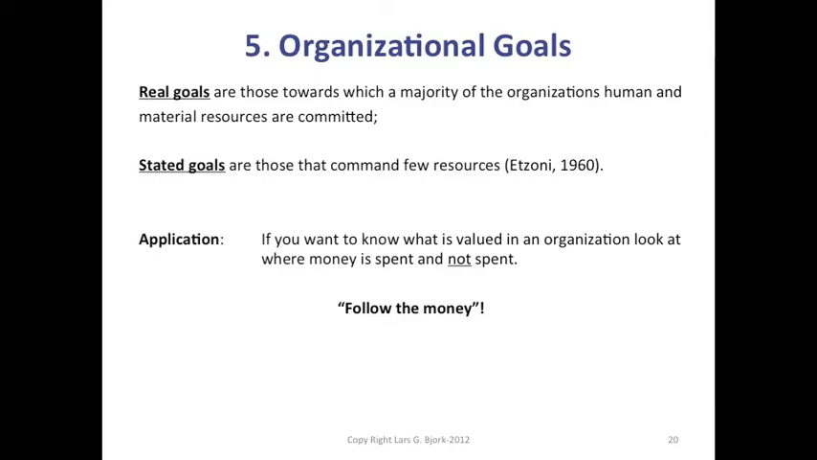According to Amitai Etzioni, real goals are those towards which a majority of the organization's human and material resources are committed. Stated goals, on the other hand, are those that command few resources. Let's see how this principle is applied. If you want to know what is valued in an organization, look at where money is spent and not spent. In other words, follow the money.